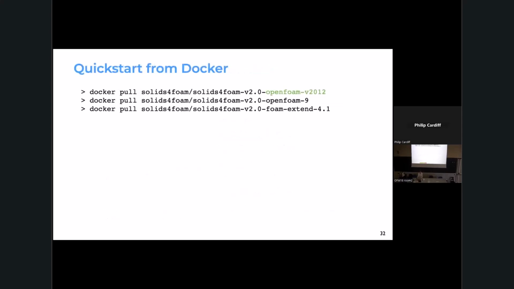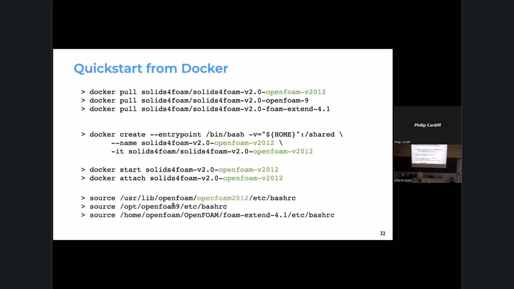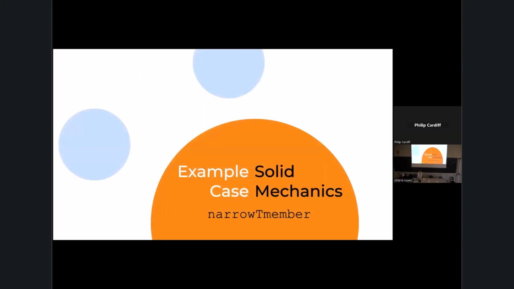If you're familiar with Docker, from the solids4foam Docker page you can do docker pull v2.0 OpenFOAM v2012, or 9, or 4.1. You can create a container using commands like this. If you know Docker, this will be familiar. If you want to share folders, etc., you can start and attach to it. I'm highlighting in green if you wanted to do it with the v2012 version. And you have to source the bashrc at the moment. Okay, first test case.